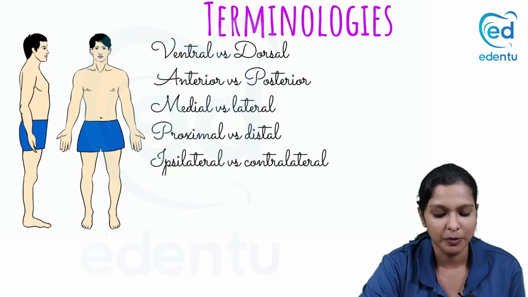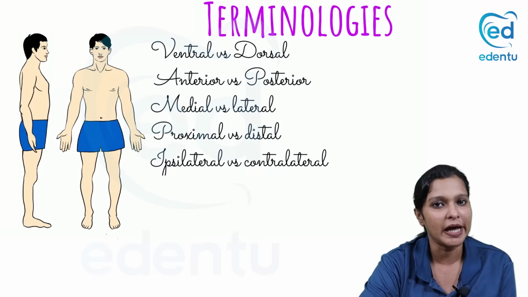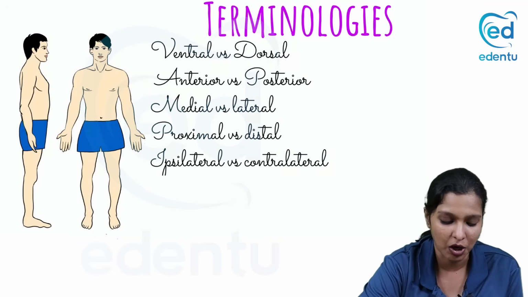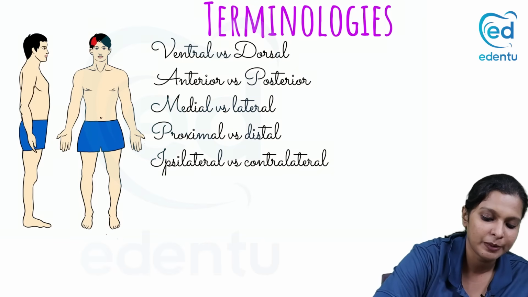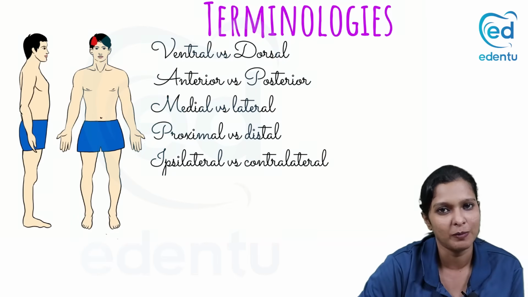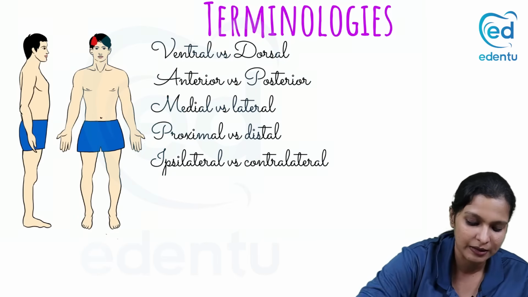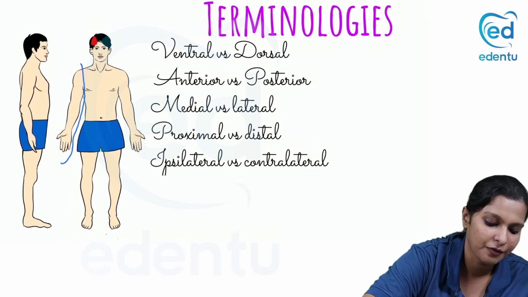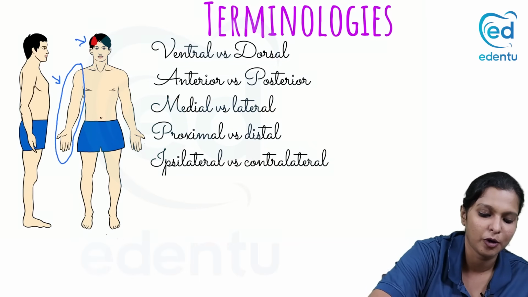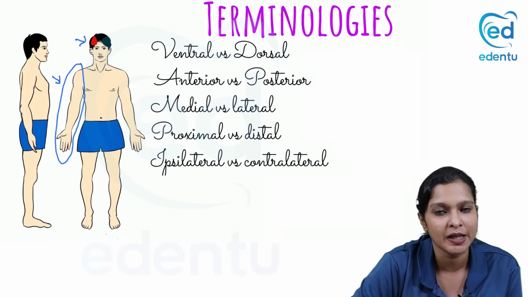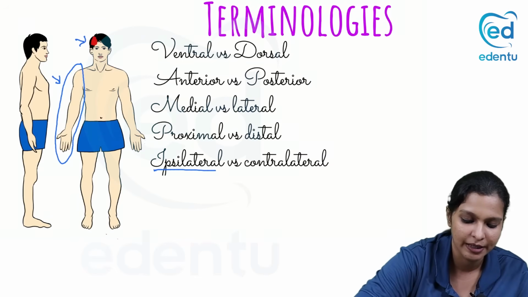The next set of terminologies that we are seeing is ipsilateral and contralateral. Now this is commonly used in case of diseases. Let's assume a person has a head injury and on this side of the brain there is some problem. Because of that, this upper limb is not functioning. So the problem as well as the effect of the problem are both on the same side. Then it is called ipsilateral.